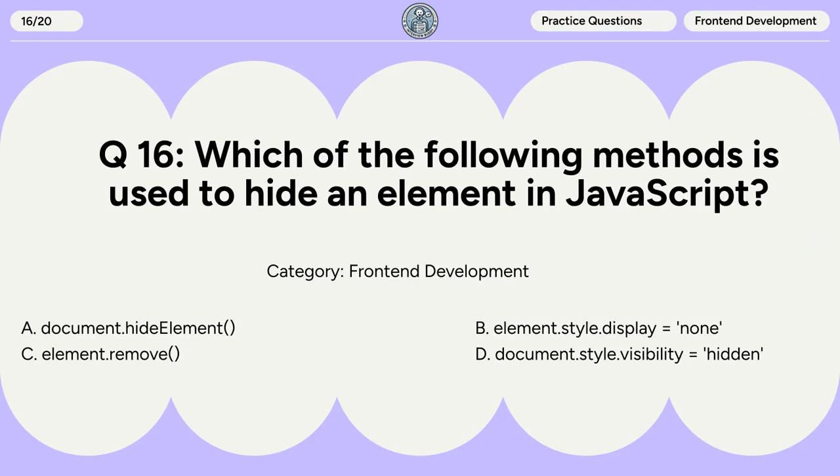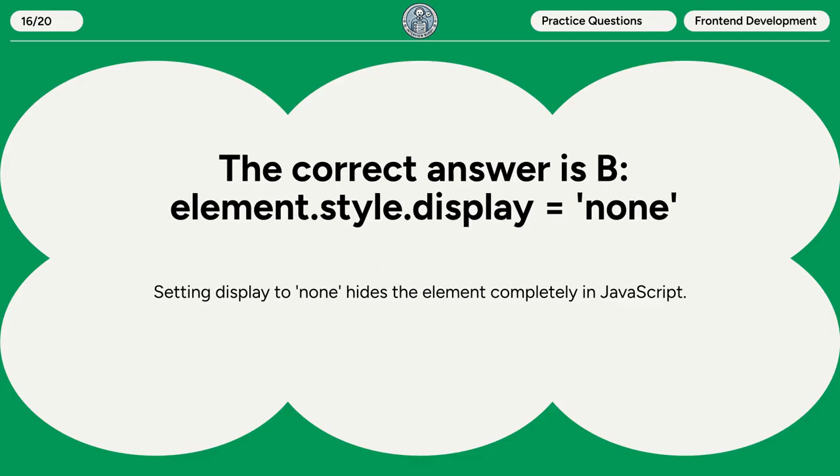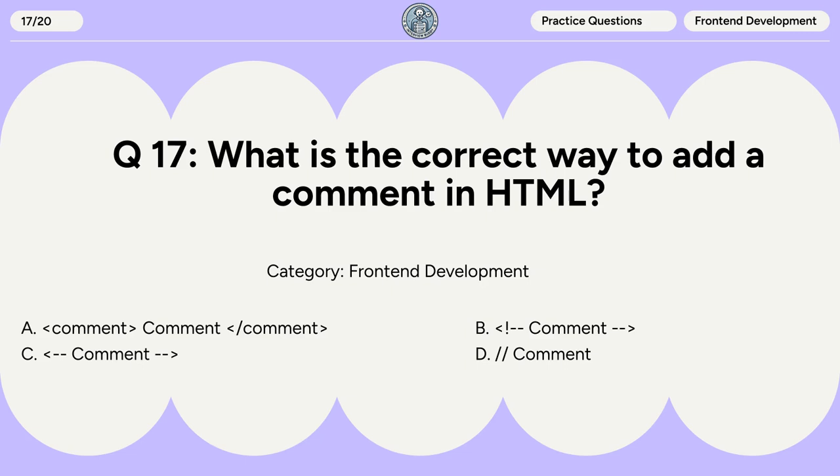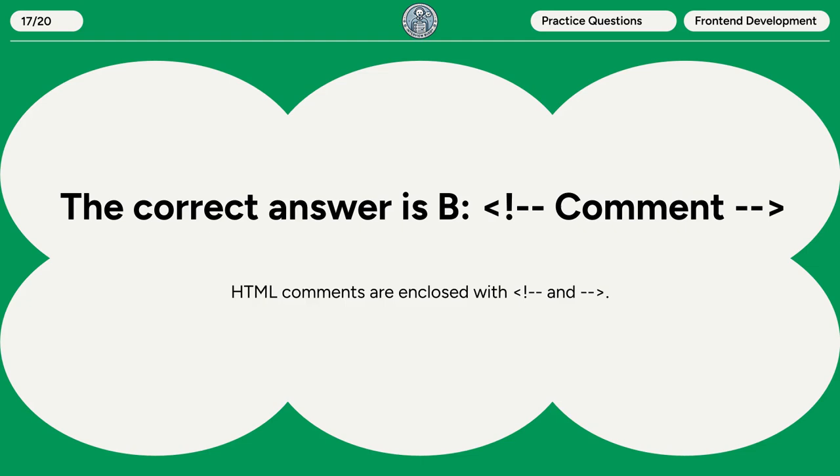Question 16. Which of the following methods is used to hide an element in JavaScript? The correct answer is B. Element.style.display equals none. Setting display to none hides the element completely in JavaScript. Question 17. What is the correct way to add a comment in HTML? The correct answer is B.